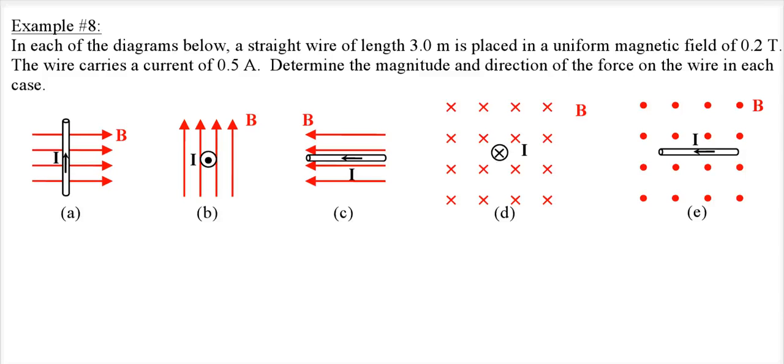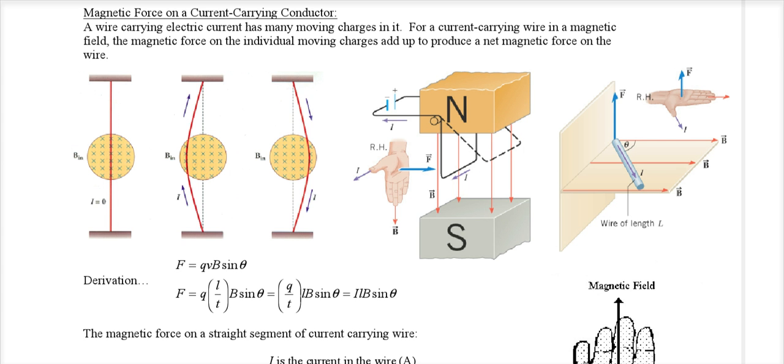Welcome to example number 8. We're asked here to determine the magnitude and the direction of the magnetic force acting on a wire in different cases. Now let's recall two things. We know that a wire that carries current, and this was shown as a demonstration in class, hopefully, can be deflected when current is flowing through it and it's within a magnetic field.